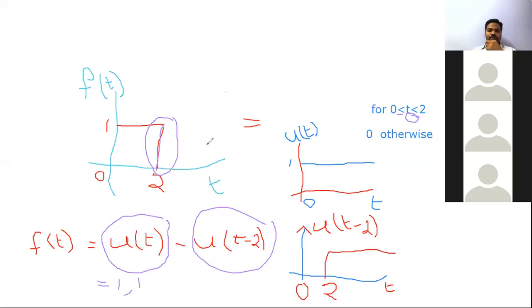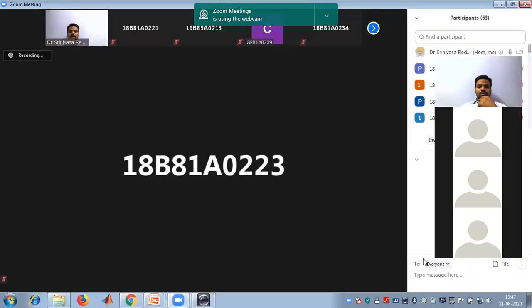Okay, I will explain. Basically this graphical representation is given in your question paper, and you are asked to write down the mathematical representation. Sometimes you are also asked to write down the same expression in terms of unit step signals. Okay. Now this is the problem we discussed in the last class. So let me continue from the point where we stopped.